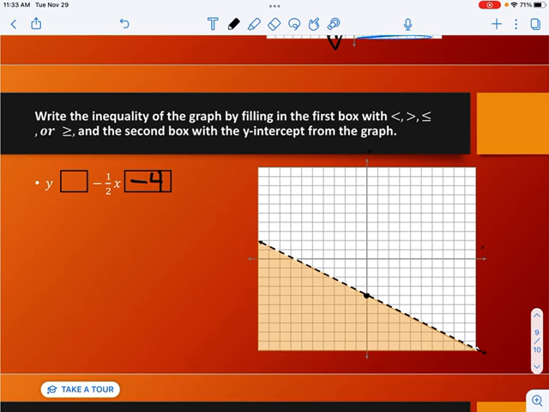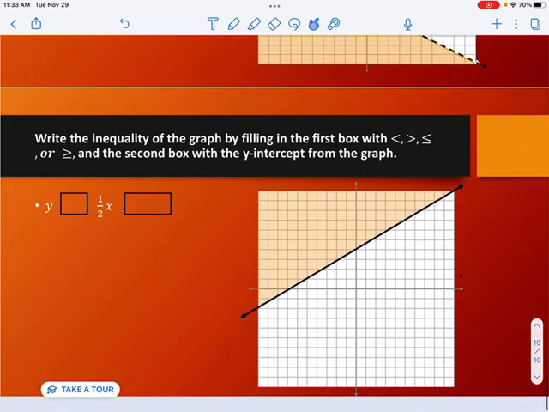Now, the next thing I look at is I see that my line is dotted, which means that it is going to be either a greater than or a less than symbol because it cannot equal it since the line is dotted. Now I look, and where is y at? y is below that line, so that would make y less than that equation.